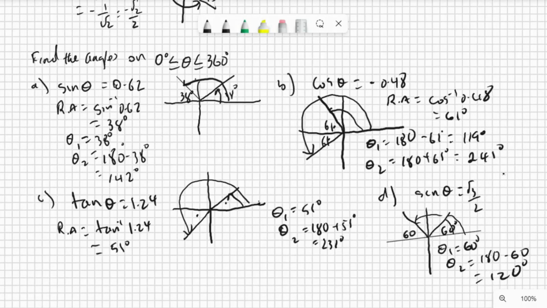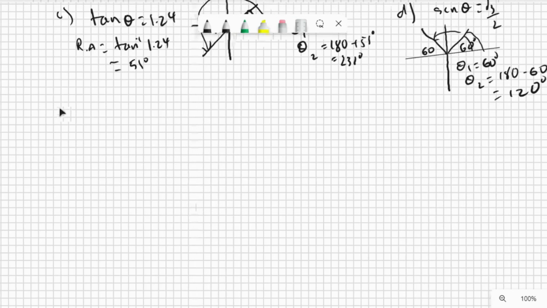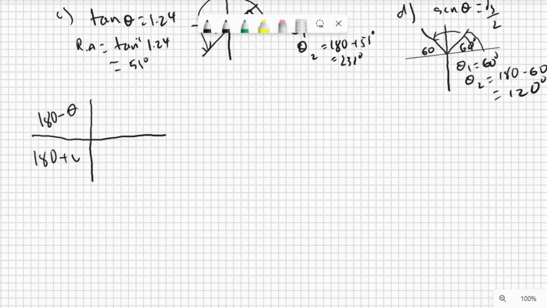So from what we have seen so far, to conclude, to find angles we always see these. The angle in the second quadrant is always 180 minus theta, where theta is my acute angle. In the third quadrant, it is always 180 plus theta, where this is my theta. In the fourth quadrant, it is always 360 minus theta, where theta is here. Theta is my related angle. Related angle is always between the x-axis and the terminal side. So 360 minus theta.